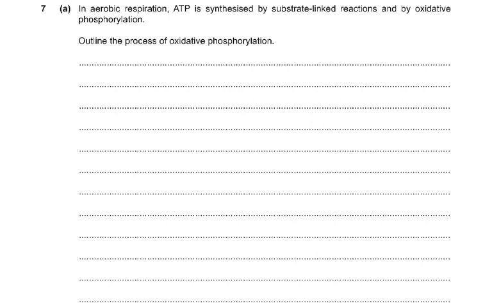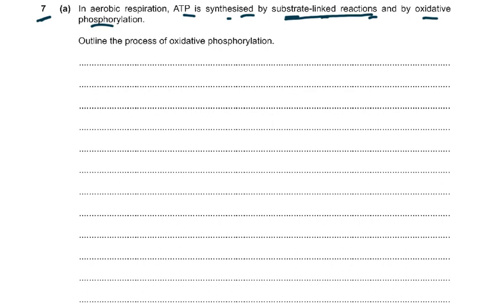Question 7. In aerobic respiration, ATP is synthesized by substrate-linked reactions and by oxidative phosphorylation. You know substrate-linked reactions take place in the glycolysis and in the Krebs cycle, while oxidative phosphorylation takes place in the ETC or the electron transport chain. So outline the process of oxidative phosphorylation.